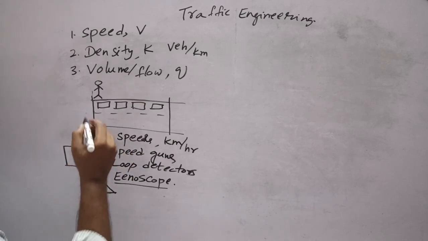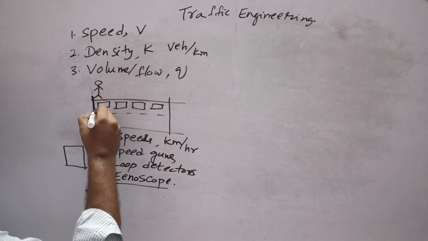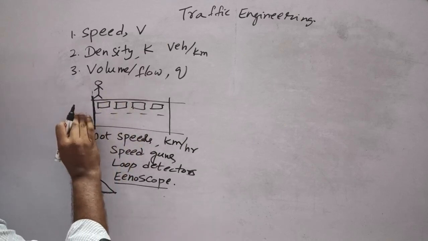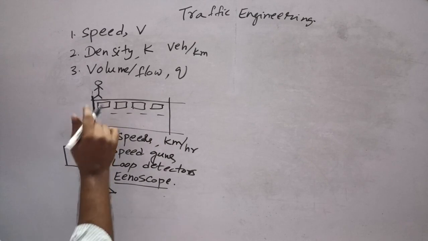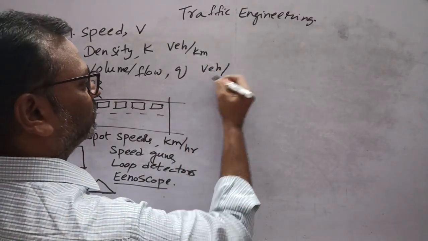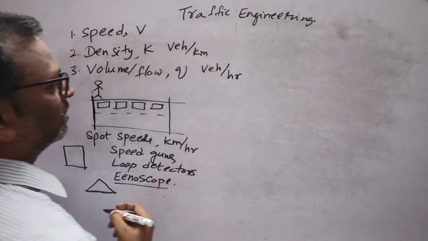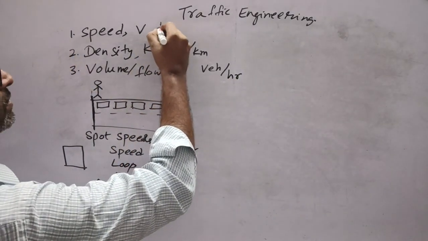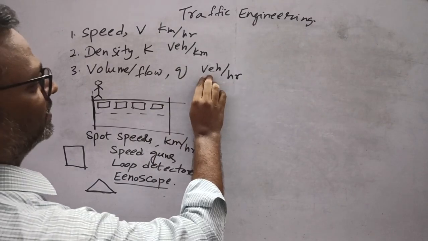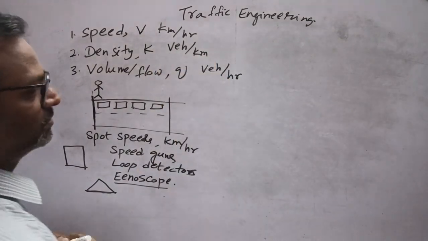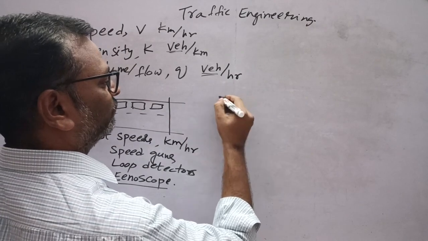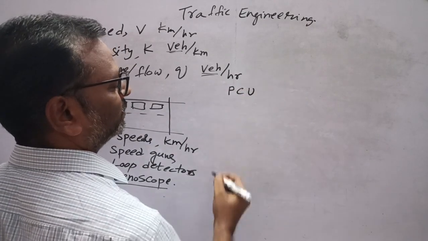And flow. As we are collecting the spot speed data here, we must know the number of vehicles that have passed this particular location. So that is passing vehicles per time. Generally we take it as vehicles per hour. In general, vehicles per hour and vehicles per kilometer is not the right one. In place of vehicles, we use passenger car unit.